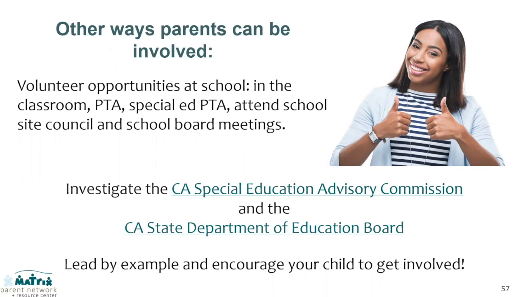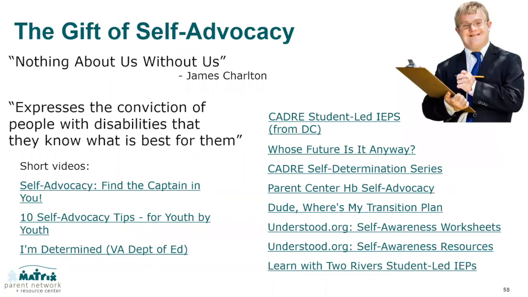When you lead by example and encourage your child to get involved, good things happen. And clearly, the gift of self-advocacy is huge. I can't even say enough about how I wish I would have involved my daughter sooner in IEP meetings. And I think if I did, she would have been running them by the time she was 18 or 20. So this "nothing about us without us" is a quote from a James Charlton book. And it's meant to express the conviction that people with disabilities know what is best for them.